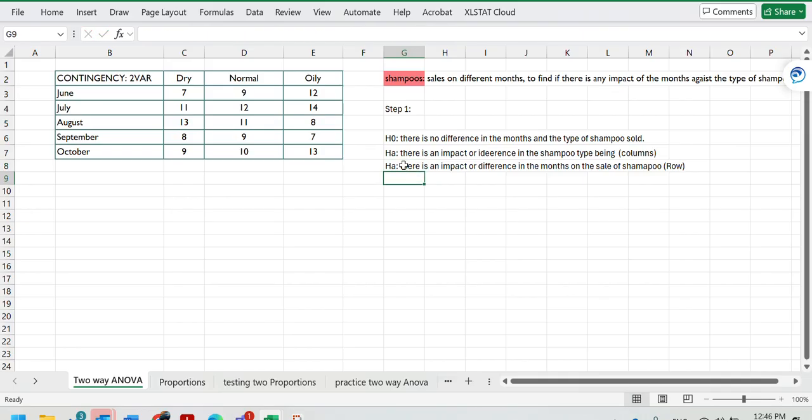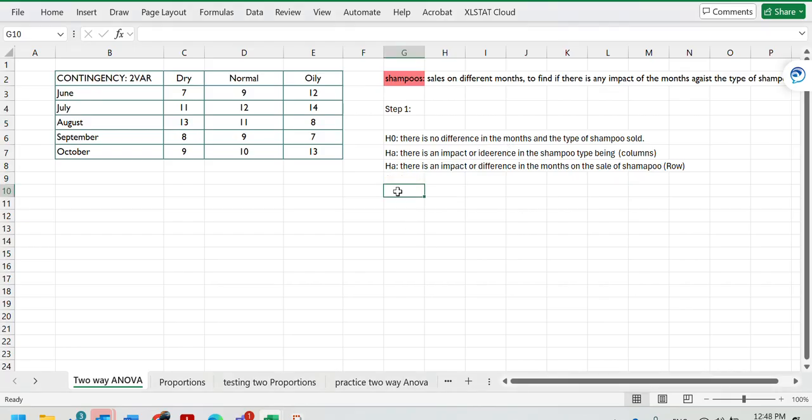The null will always be one. It will say there is no impact of anything. Everything is just naturally happening by itself. We don't have any impact. But the alternate says, no, maybe the variables in the column are creating a difference, which means the type of shampoo is creating a difference. Or the variables in the row are creating a difference, which means the months have some impact on the sales. So we are trying to say there is an impact of either column variables or row variables, and sometimes both included also. Okay.